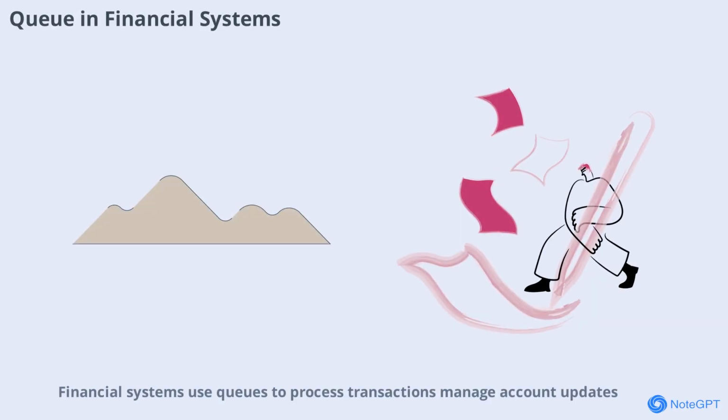Financial systems use queues to process transactions, manage account updates, and handle customer requests. By processing each operation in order, queues help maintain accuracy and prevent errors in critical financial operations.